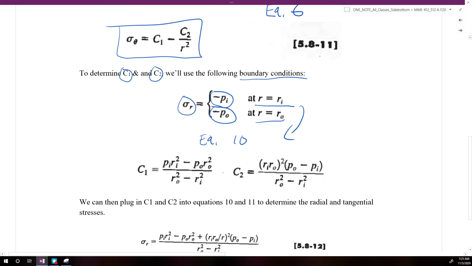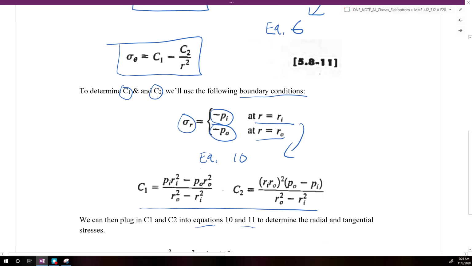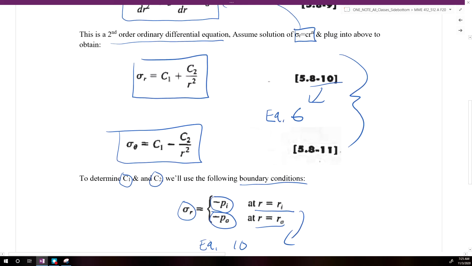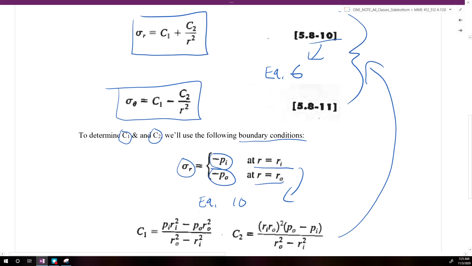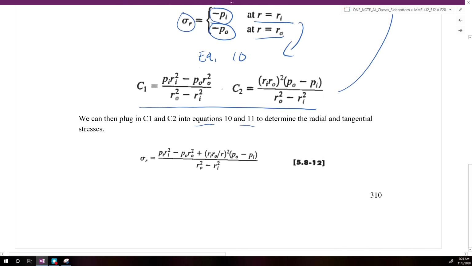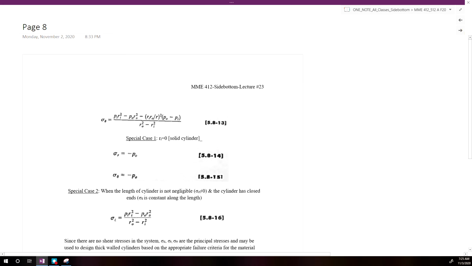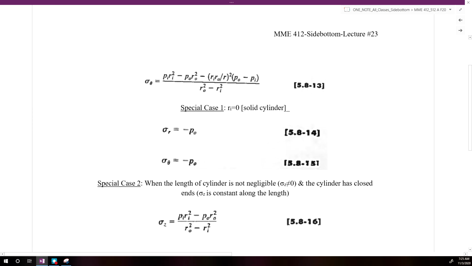Okay, we can then plug C1 and C2 into our two equations, equation 10 and equation 11. So we're just going to plug C1 and C2 into our equations for sigma r and sigma theta. And if we do that, we'll end up with these two equations for the radial stress and the tangential stress. All right, so we'll get equation 12 for the radial stress, and equation 13 for the tangential stress.